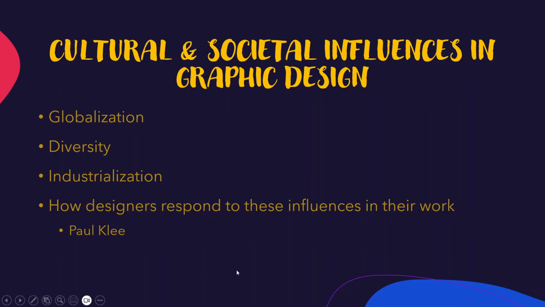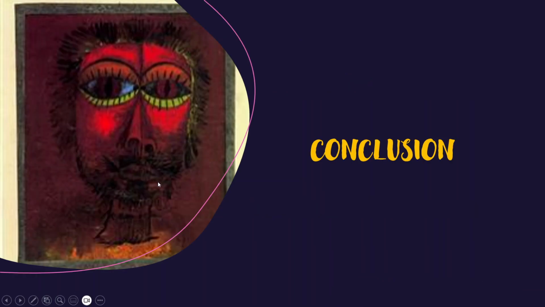Well, we will briefly examine this by looking at Paul Klee and how he responded to cultural influences with his designs. So after World War II, America was seeking new inspiration. This resulted in the migration of European arts. This cultural migration influenced Paul Klee's artwork. So that is that. Conclusion.